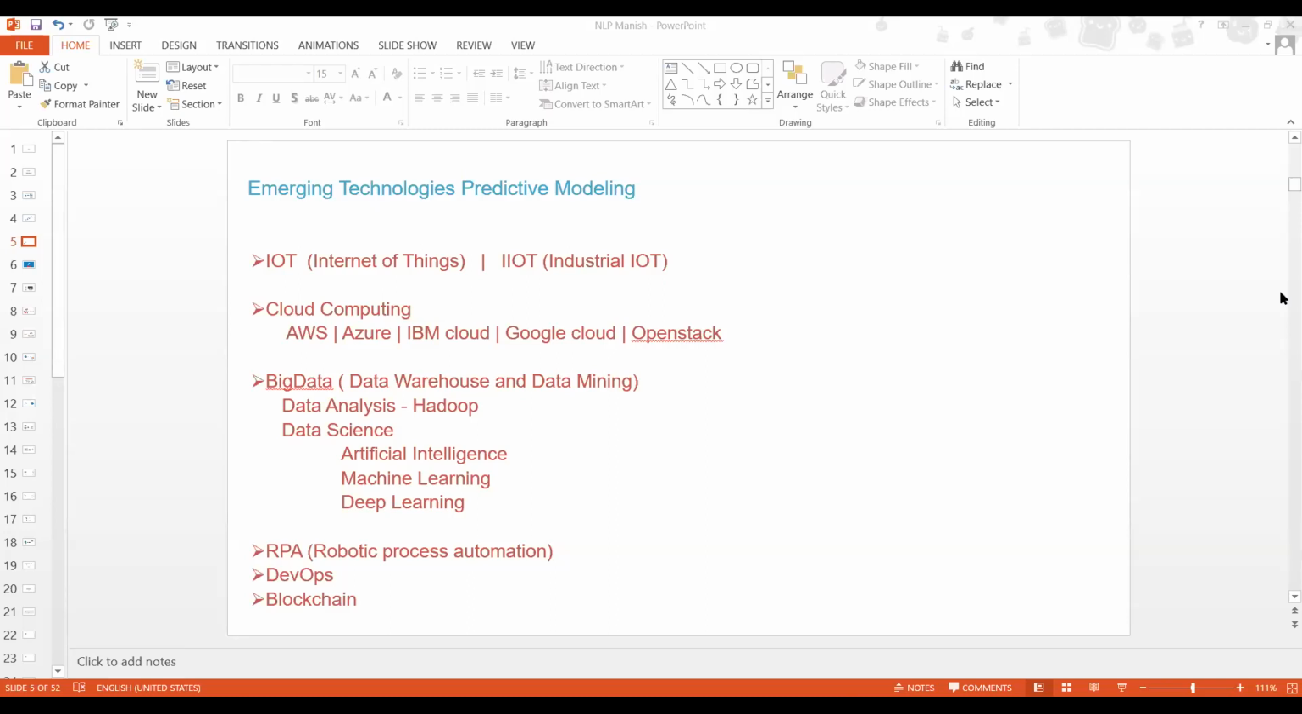So now, AI is only a concept. AI is the big umbrella. But we can implement it with the help of machine learning and deep learning concepts. So the question is, what is the difference between machine learning and deep learning?